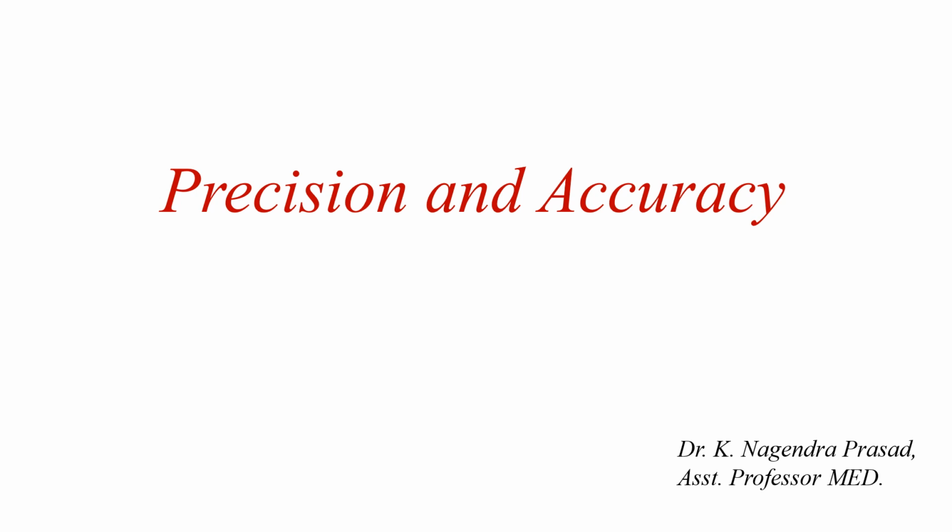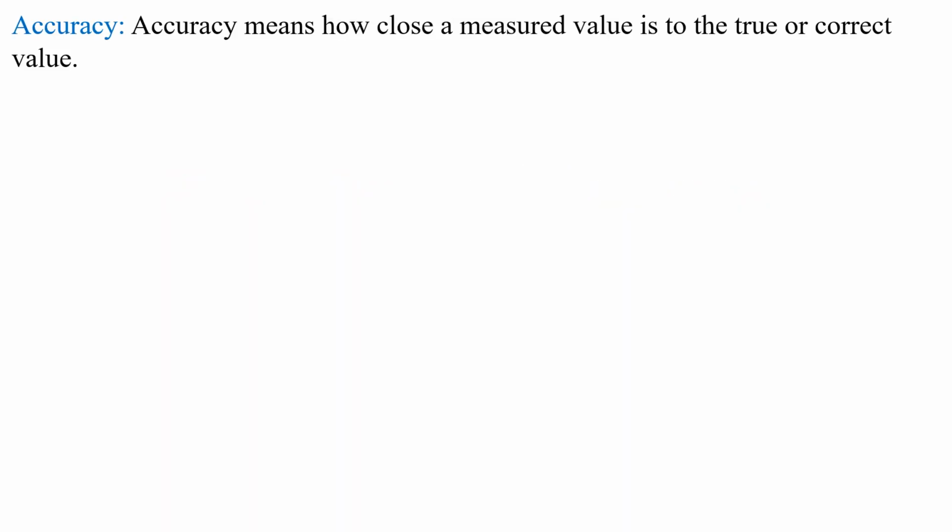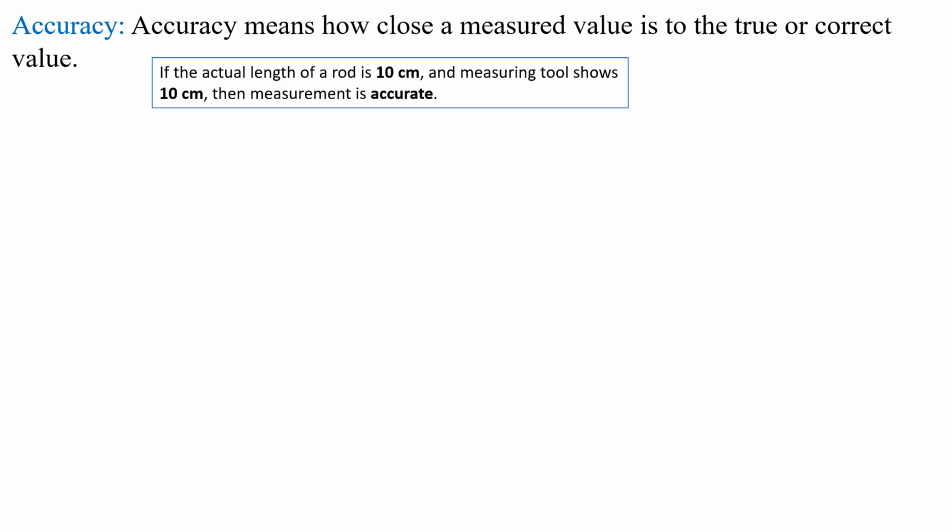In the present video, we will discuss the differences between precision and accuracy. First, we will discuss the definition of accuracy. Accuracy means how close a measured value is to the true value. So let's see an example. If the actual length of a rod is 10 centimeters and the measuring tool also shows 10 centimeters, then the measurement is accurate.